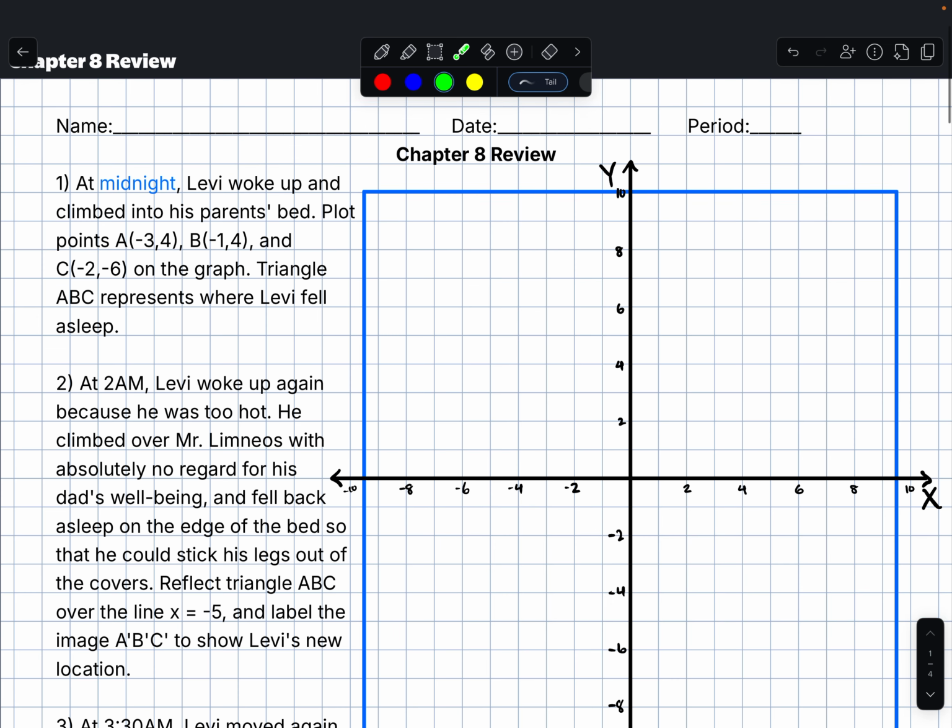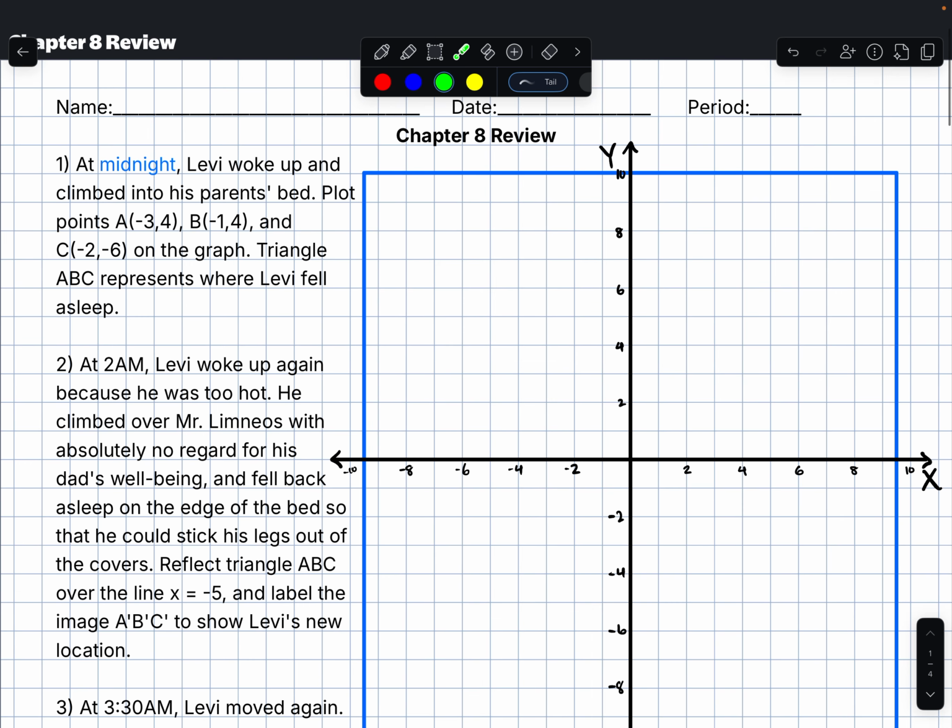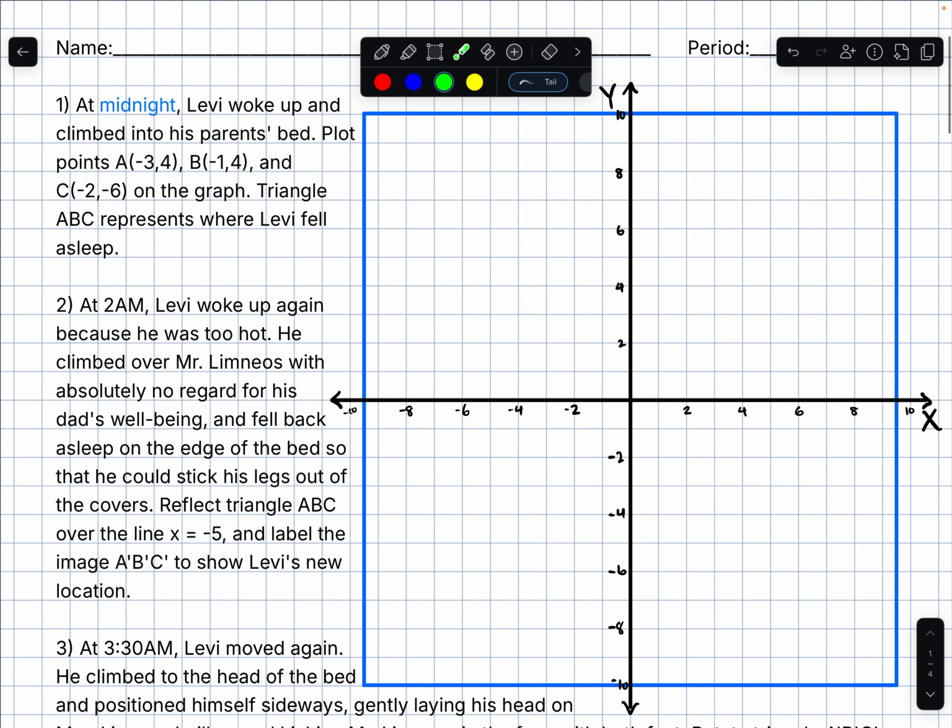For those of you who are in class, we talked about this already, but I gave you a word problem, and it's about my son Levi, who's 3 years old and has a habit of sneaking into my bed. So we need to draw a triangle ABC, and plot all 3 points, connect the dots, you'll have some kind of triangle. I'll show a more detailed answer key in just a moment. That's all you need to do for number 1.